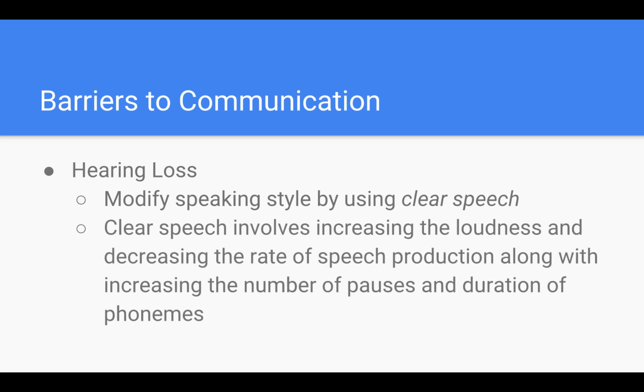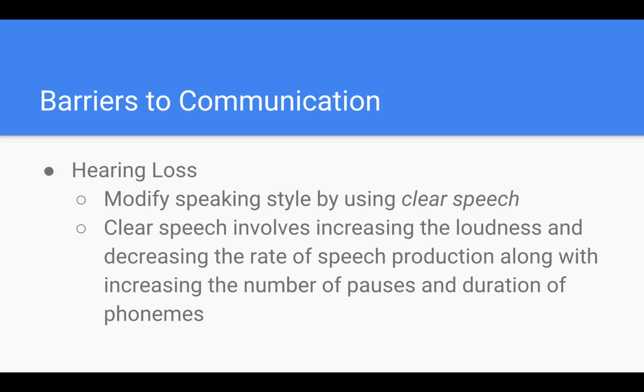You've got Lombard speech, which is the kind of speech we use when we're in a very noisy restaurant, kind of like Texas Roadhouse. We also have infant-directed speech, so when we're talking like motherese, when we're talking to little babies. And then we have the hearing-impaired oriented speech, which is what we're talking about here. That's the type of clear speech that we're most interested in.